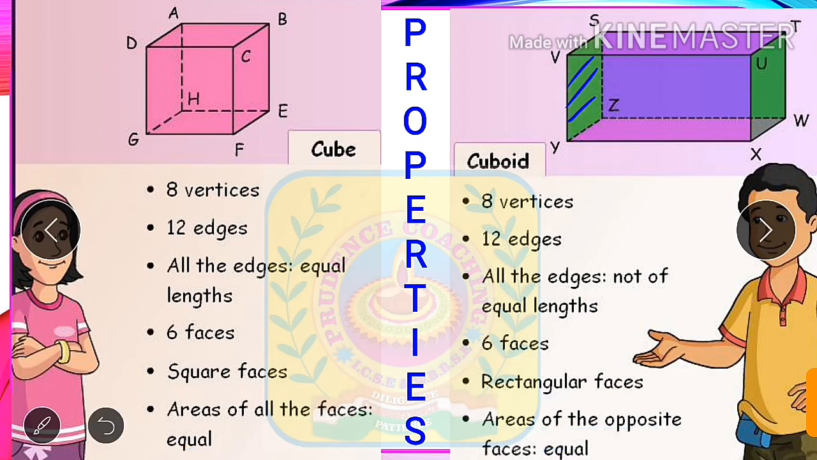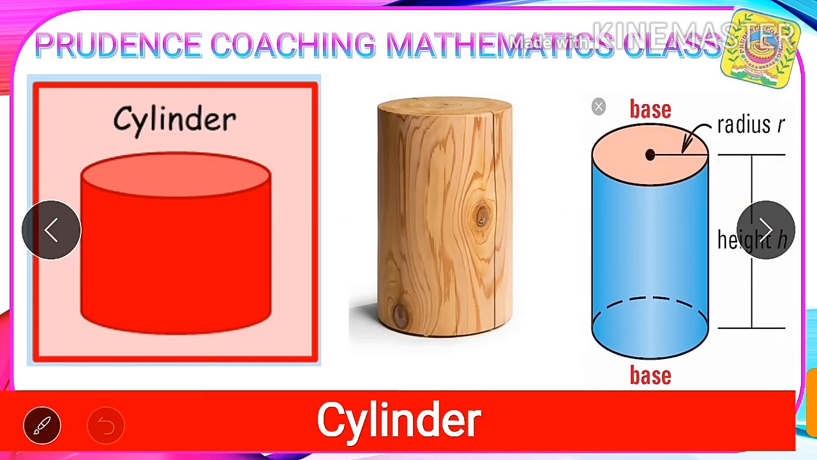Therefore, this face will be equal to this face. This face, that is top, will be equal to this bottom face, and the front face, this one, will be equal to the back one. So opposite faces are equal in cuboid. In case of cube, all faces are equal. Now let us move on to the next type, that is cylinder.